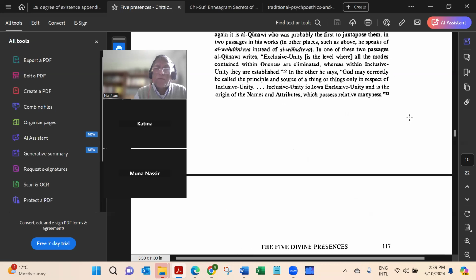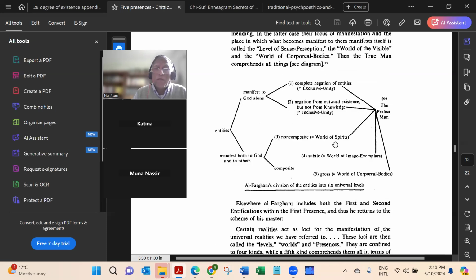of arwah, Alam al-Arwah. So in Alam al-Arwah, there are entities, and these entities are manifest to God alone, manifest to both God and to others. And God alone has two presences. One is complete negation of entities, exclusive unity, ghayb al-mutlaq, and the other is the negation from outward existence, but not from knowledge. So this is the wahdaniyya, this is the presence God created. So this is where the light of Muhammad has been created, and then manifest to both God and the others. And this is the one non-composite world of spirits.